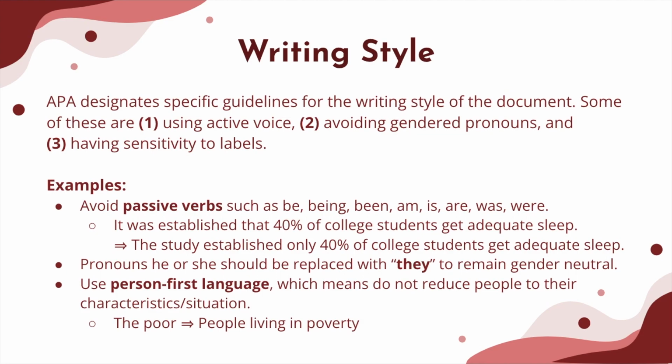Unlike with MLA, APA has specific guidelines for the writing style and tone of the document. 1. Use active voice, as in avoid passive verbs such as be, being, am, is, are, was, were, etc. 2. Avoid gendered pronouns. Pronouns he or she should be replaced with they to remain gender neutral.